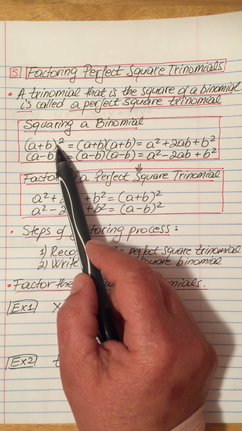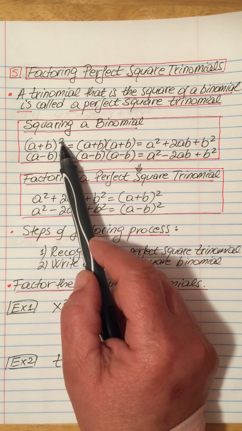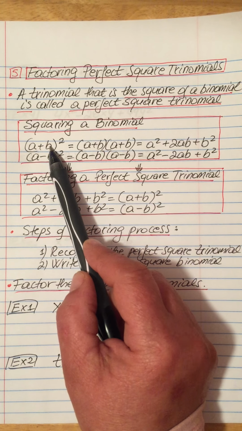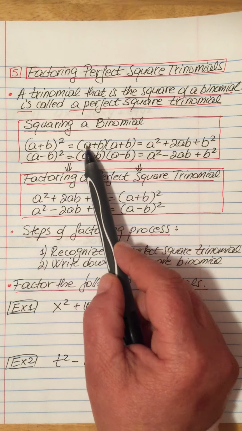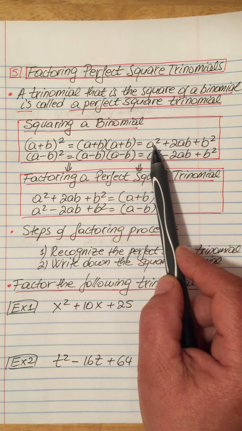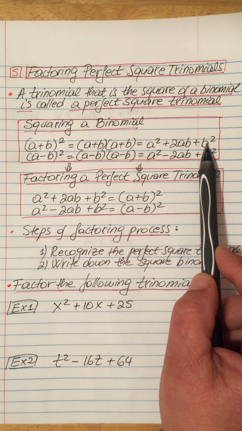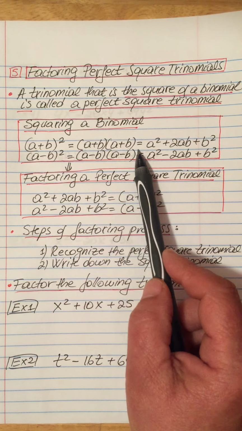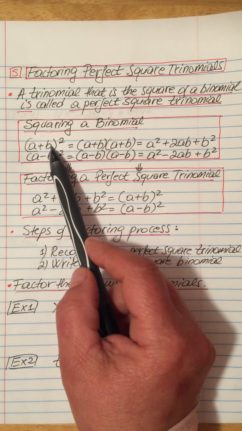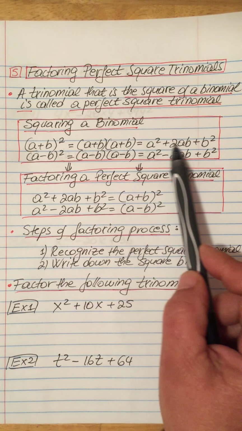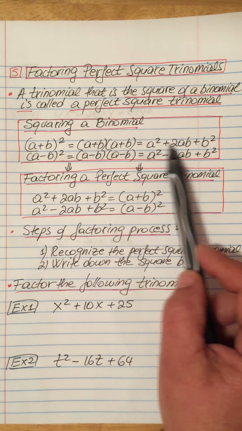For example, if we want to square the binomial a plus b, which means multiplying a plus b twice, or we say multiplying the binomial a plus b with itself, we get a product which is a perfect square trinomial coming from squaring a binomial. So we have two cases here. If we square a binomial where both terms are positive, we get a trinomial with all positive terms.